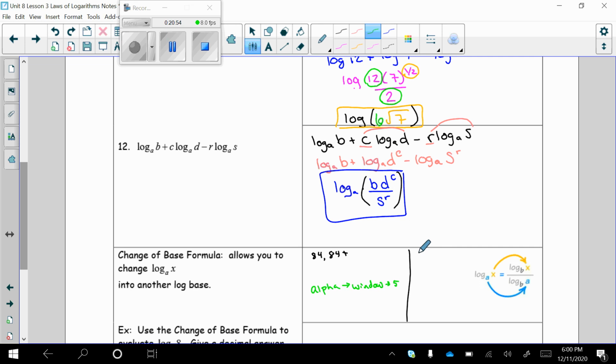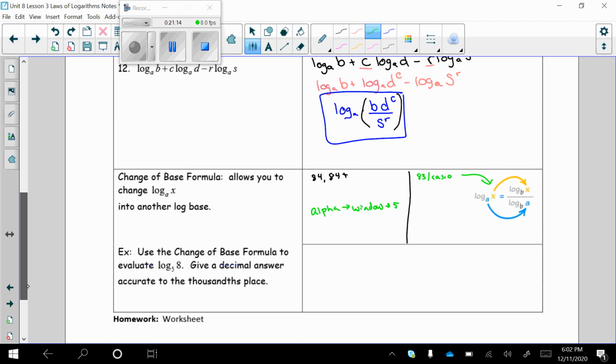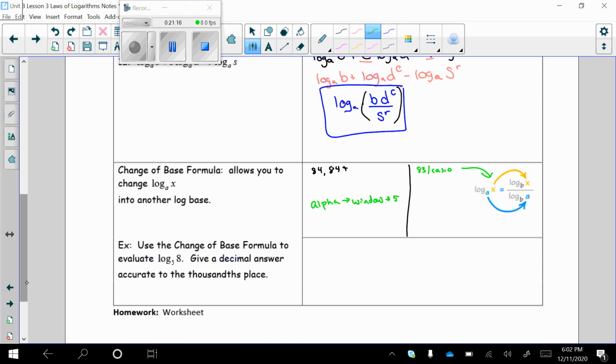But in an older calculator or a Casio, you're going to have to use what's called the change of base formula, all right, which is this right here. And so you're just changing log base A of x to log base B of x over log base B of A. So these logs can match. I always just use log, which is log base 10. You could also use natural log though.